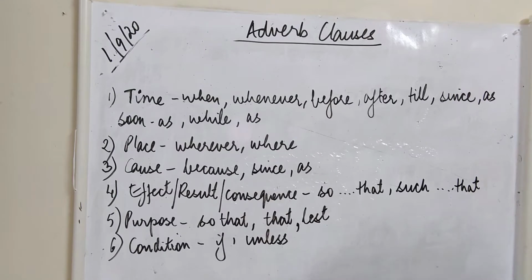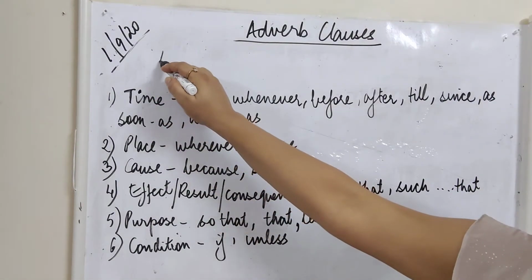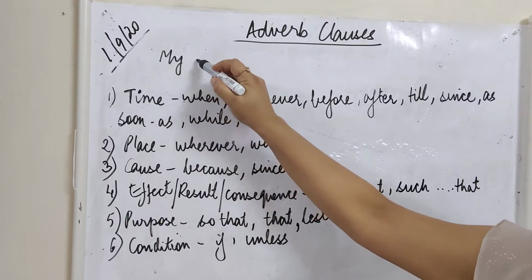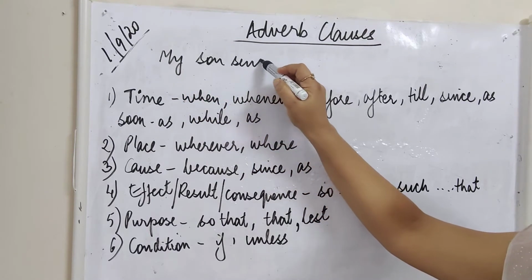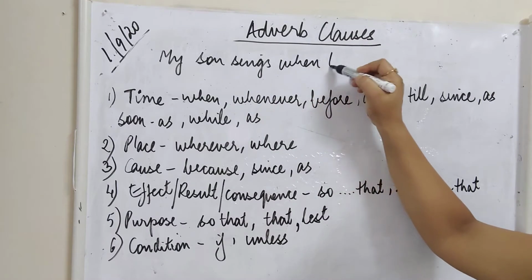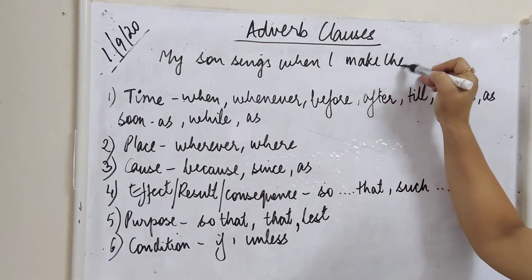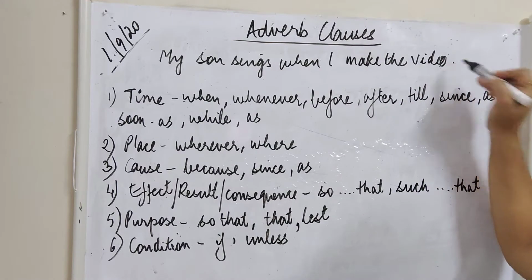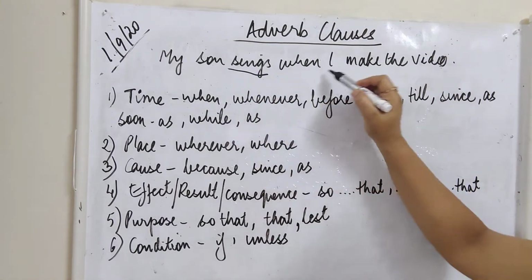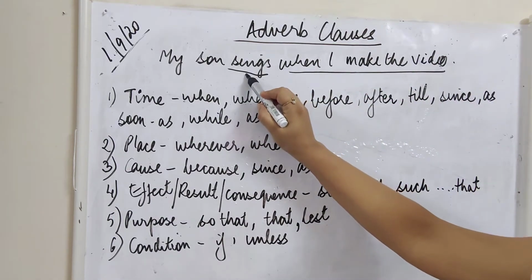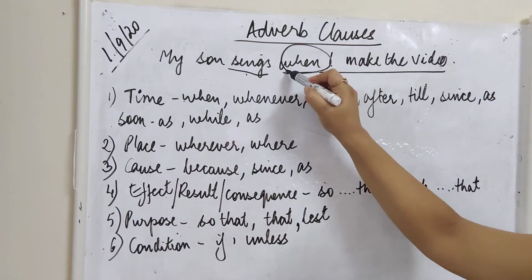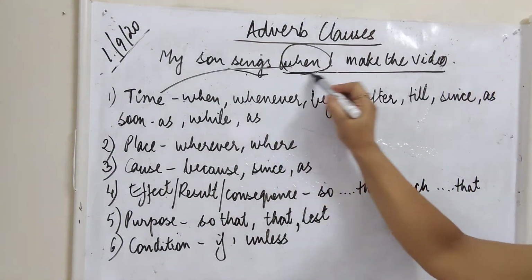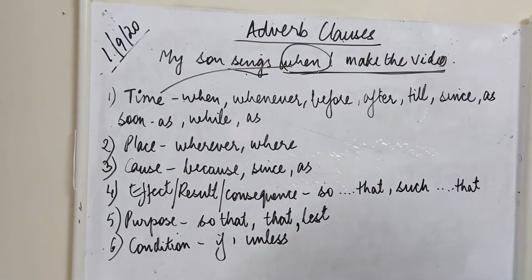Starting from adverb clause of time. For example, if I say my son sings when I make the video. Singing is a verb, and when I make the video is describing this verb sing. When is telling me about the time. So when I make the video is an adverb clause of time. I hope it is clear.